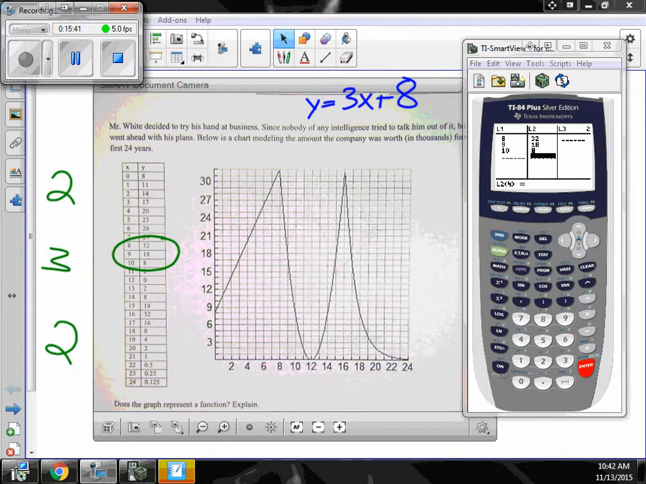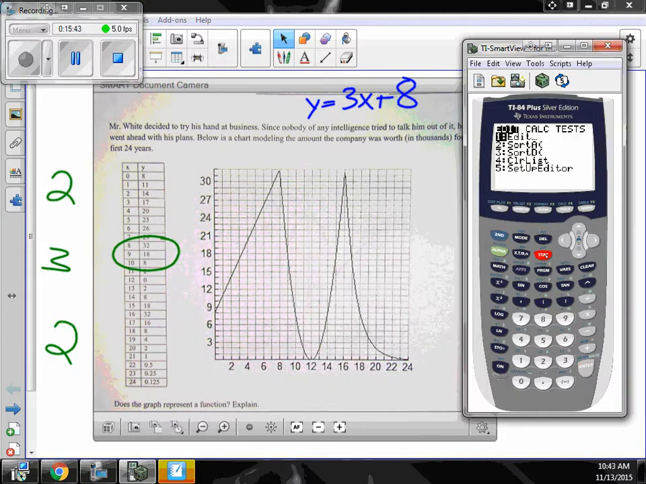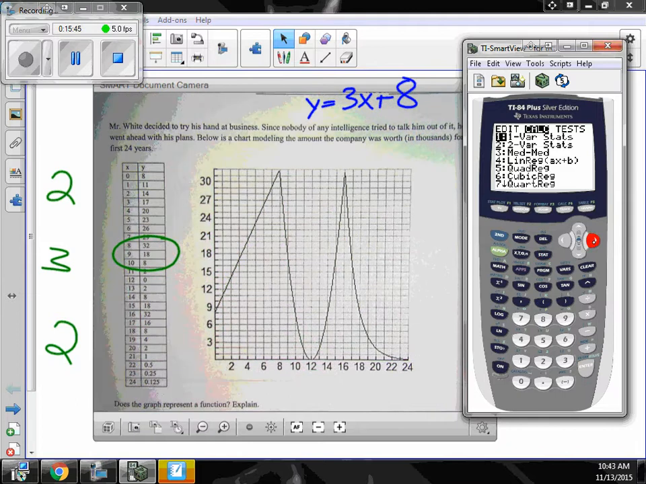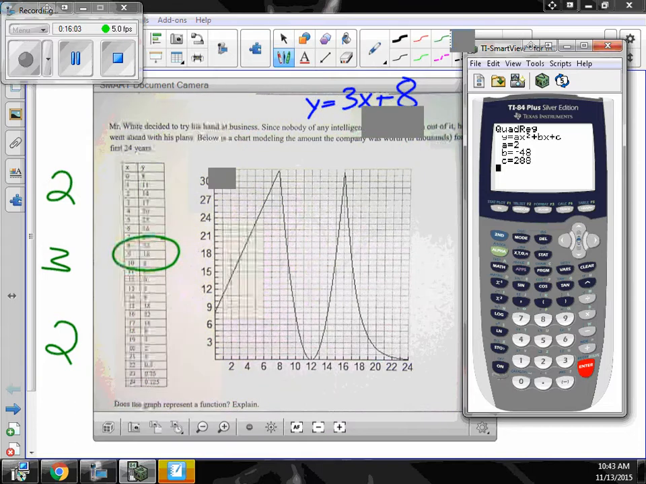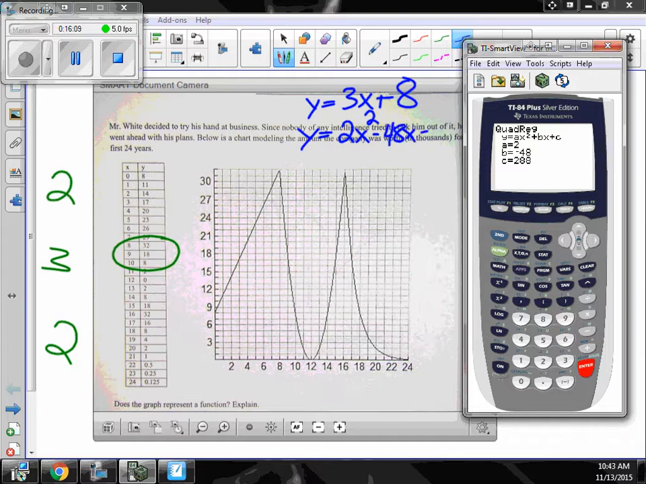So this time you push stat, and you go to calc, and quadratic regression is number 5. Now don't get that mixed up with number 7. 7 is quartic, which means x to the 4th. 5 is quadratic, which means x squared. So I hit 5, enter, and so now it gives me a, b, and c. So my quadratic equation is 2x squared minus 48x plus 288.